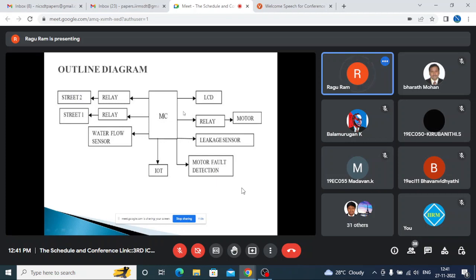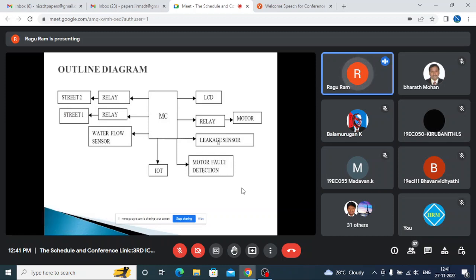So the microcontroller and the LCD are used to display the places where the water leak has occurred, and the leakage sensor is used to detect whether the pipe has a leakage.